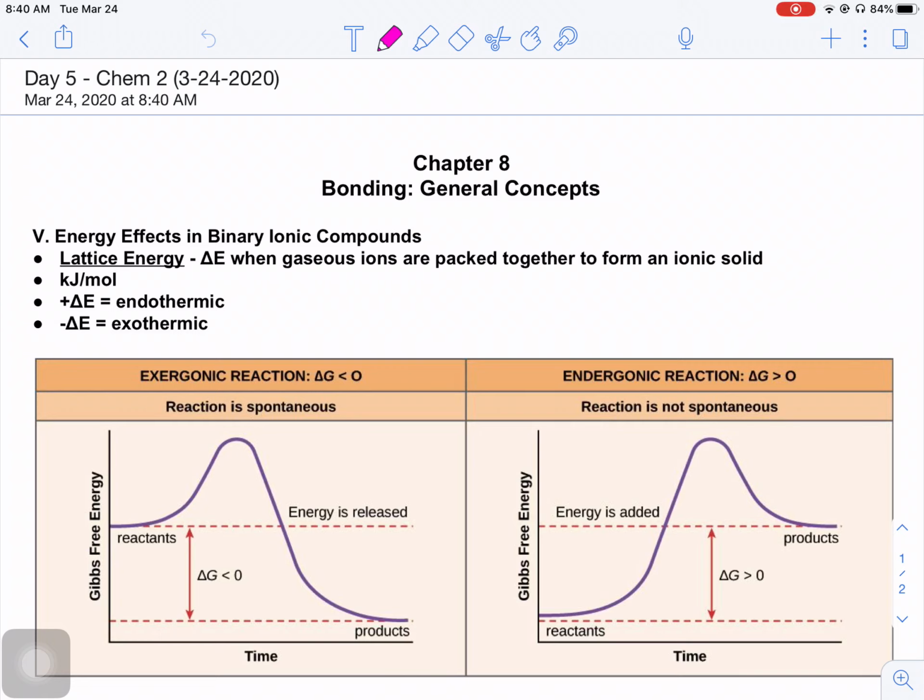Today's topic, energy effects in binary ionic compounds. All right, guys, lattice energy. Lattice energy can be described as the change in energy when gaseous ions are packed together to form an ionic solid.